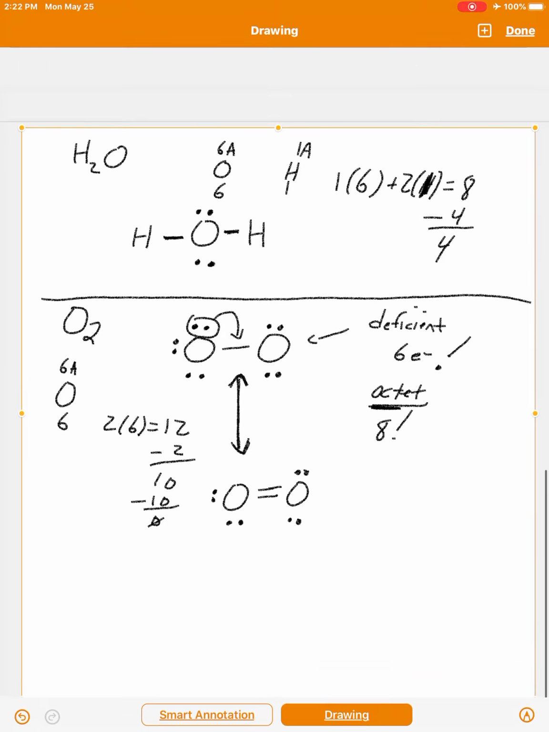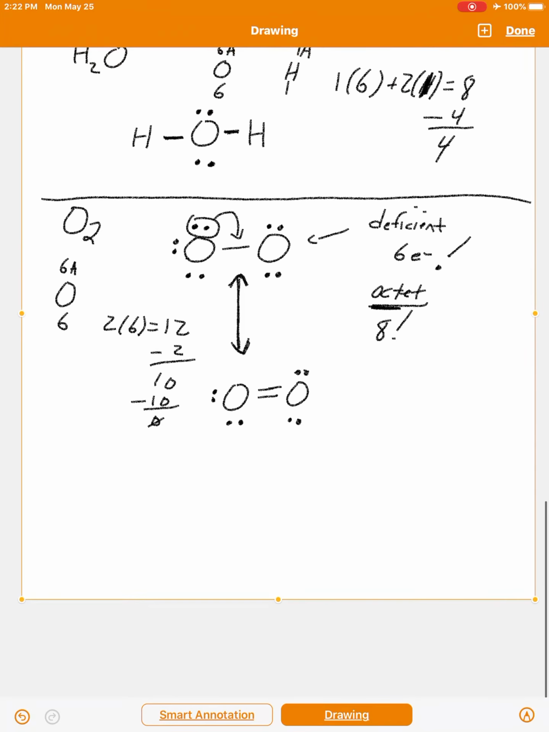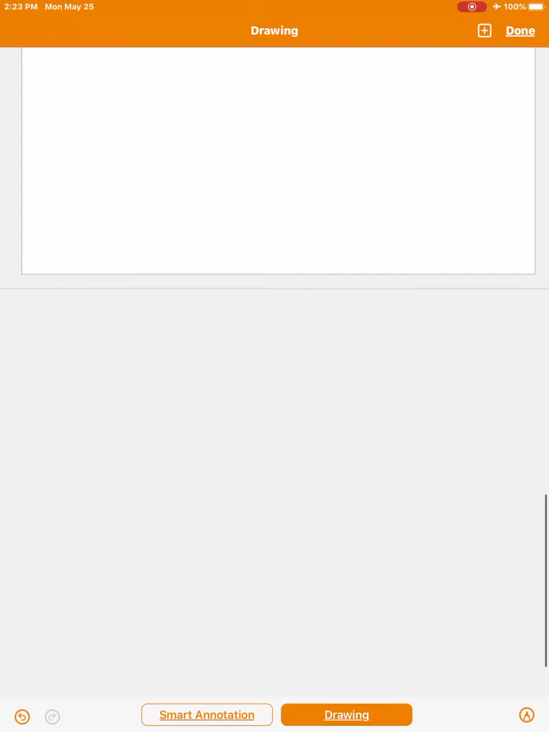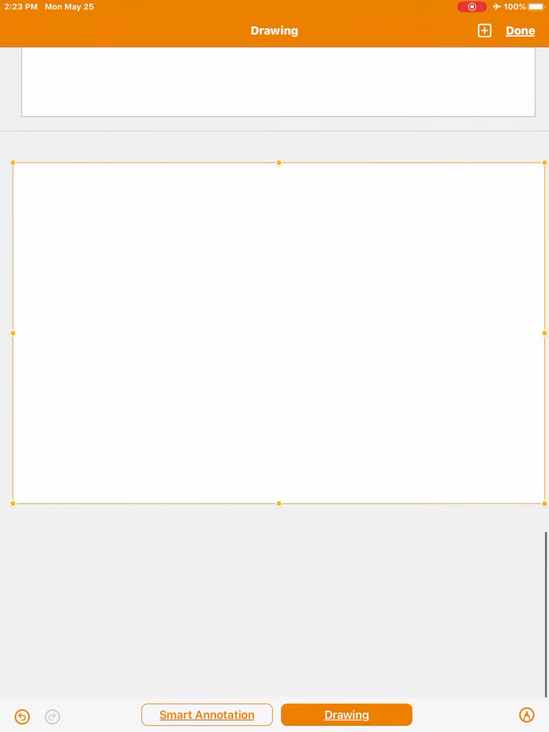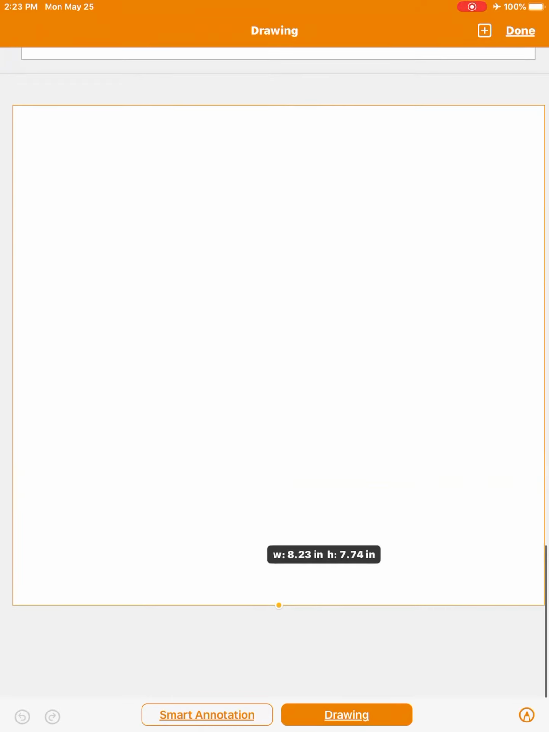So get one of the atoms up to 8, and then push a pair over to the other atom that doesn't have enough so that they both have 8 electrons. Okay? Let's try one more. These are for the simple ones. We'll look at more complicated ones later in the chapter. So the next one is an ion. Cyanide, CN-. Okay? This is called the cyanide ion.